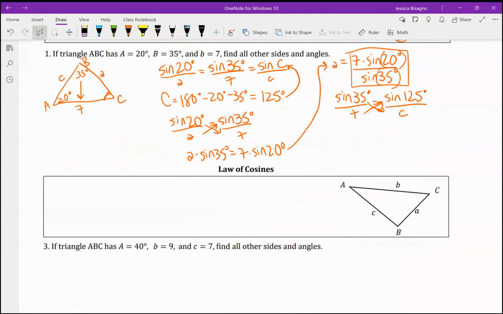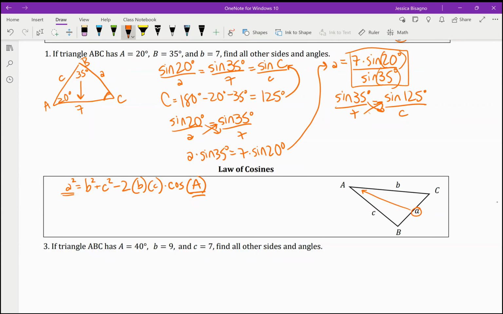Now, law of cosines is similar in that it's just a formula. So the formula is this. You're going to start with side length A, which is across from angle A. So A squared is equal to the other two side lengths squared and added, minus 2 times the other two side lengths, times, and that's law of cosines, so it's cosine of angle A. And you'll notice that side length A is all the way across from angle A. And then it's going to be the other two side lengths in the middle.